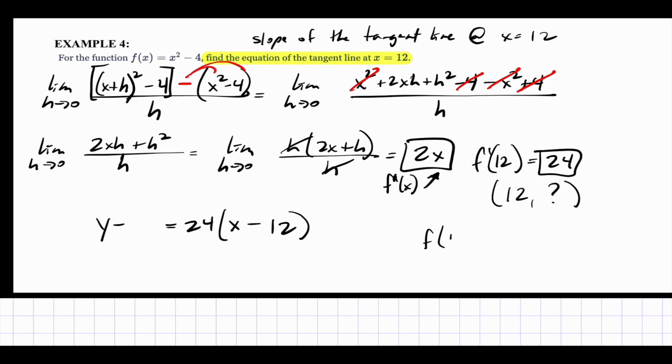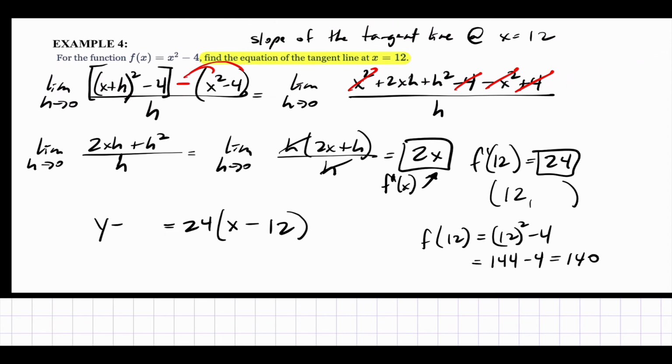So if I plug it back in, I get f of 12 equals 12 squared minus 4 equals 140. That is y. So a point on f of x is 12, comma 140. That is perfectly fine. That is an equation of a tangent line. It's point slope.